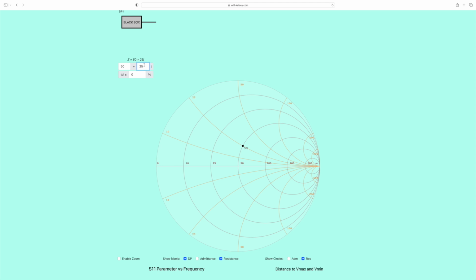Now let's say we had, and on this particular simulator it's already got a plus. If you want a minus, you've got to put a minus in. So if we went minus 25J, that would look like this. So that's 50 ohms with a capacitive reactance of 25. Now if we had a capacitive reactance of 25, how would we move around?